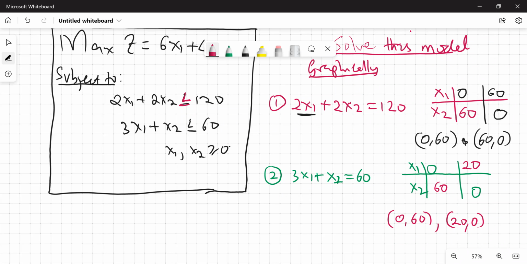The last 2 are not problematic, because we just shade above the horizontal axis and to the right of the vertical axis. That is what is expected there.